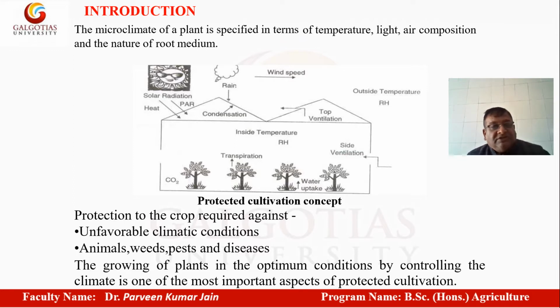Because we can modify all these parameters inside, just see in the structure here. There are certain things: the rain water which is falling, we can take it out with the help of gutters, and there is no direct contact from the rain, so there is no effect of rain as such on the crop plants. The wind speeds, whether high or low, are also outside, so they are not affecting the plants. And outside temperature and relative humidity are not affecting either.